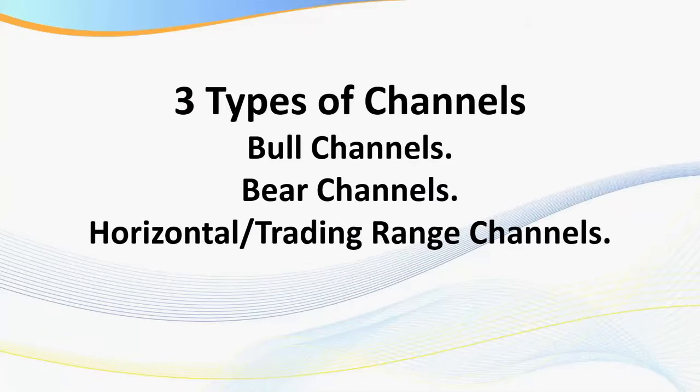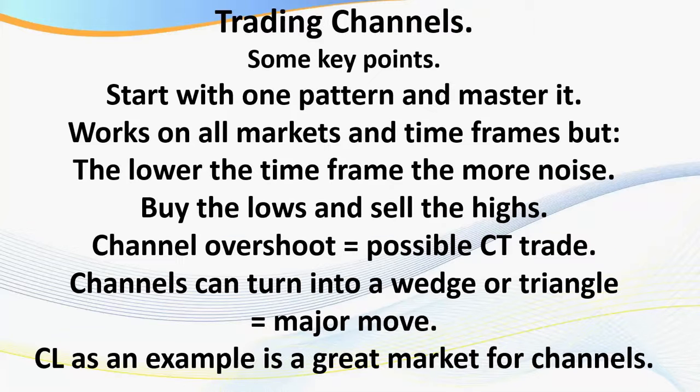Now, there are three types of channels. You have bull channels, that is when, of course, the market is trending; bear channels, when the market is falling; and horizontal or trading range channels. And so we have three that we'll look at on the charts in a moment.